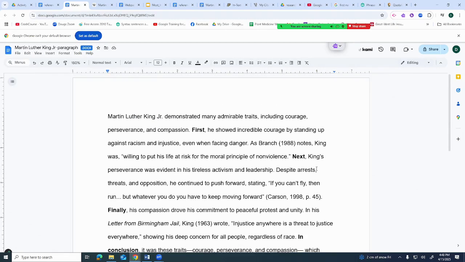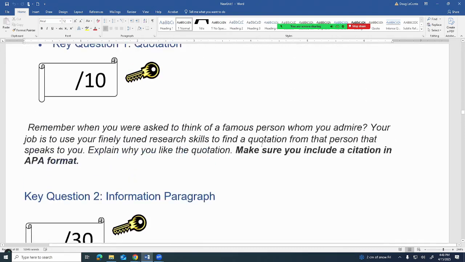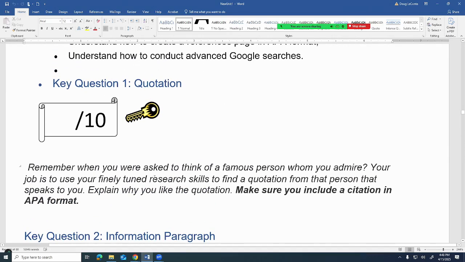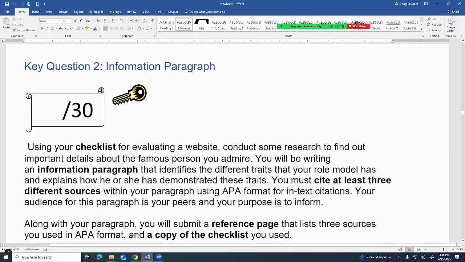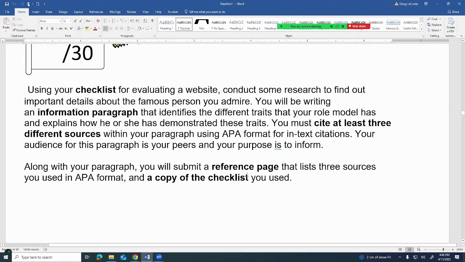So now we have two key questions. I hope that I've explained it well enough for you to complete both the quotation, key question one, using the APA format for the in-text citation, and then the information paragraph, key question two, following the standards of writing a paragraph. We also want to see a reference page, and then a copy of the checklist you used to determine if the websites that you were taking information from were reliable.